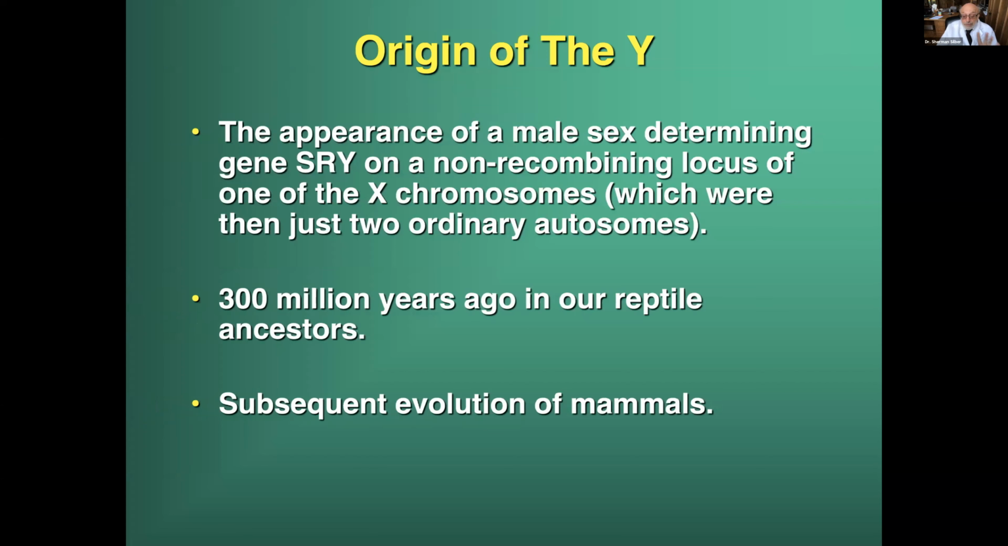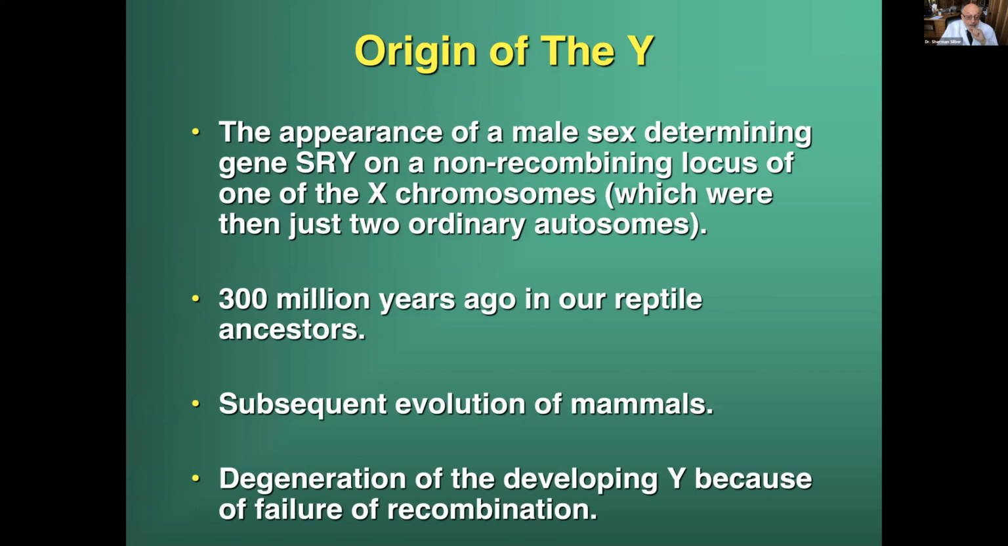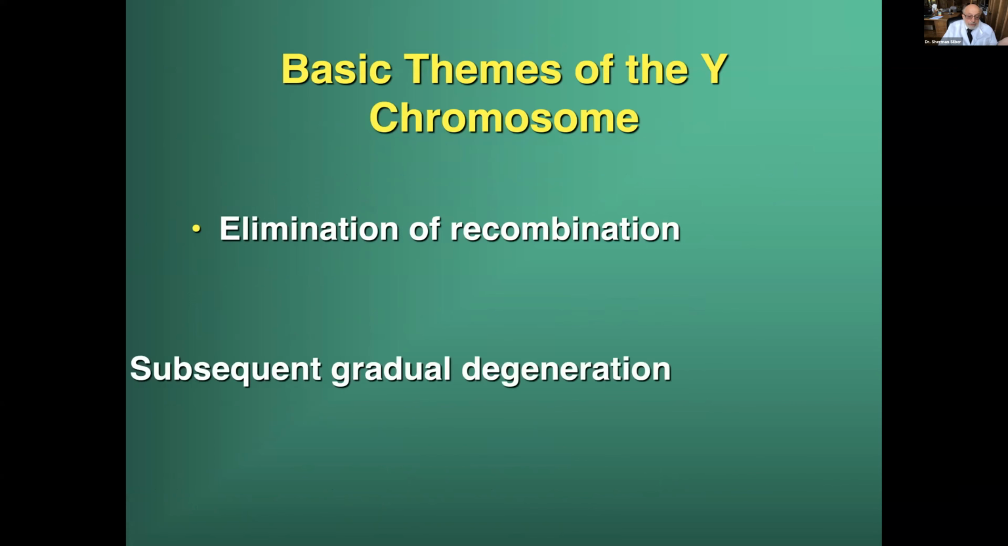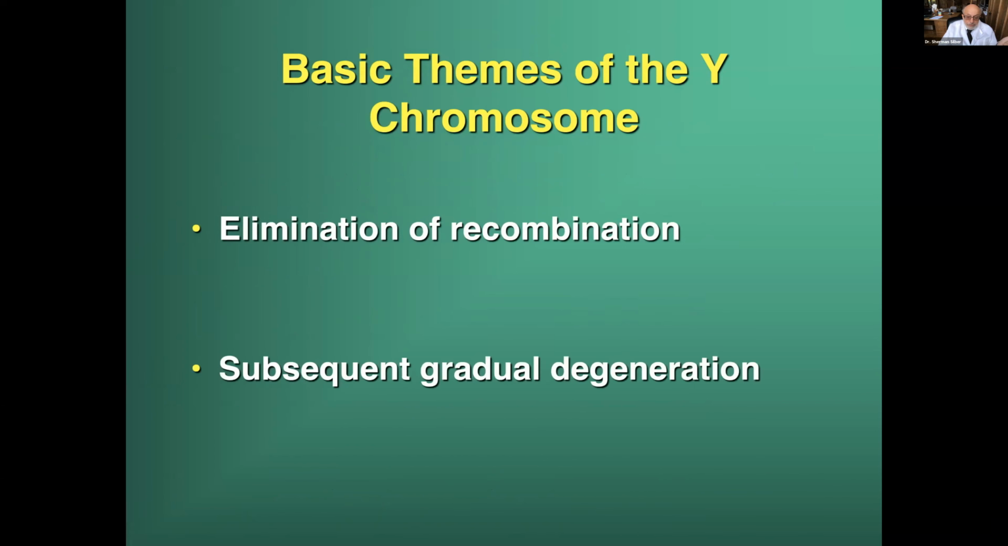Subsequent evolution of mammals occurred after that, and that resulted in a degeneration of the developing Y because of the failure of recombination. Recombination is actually where routine mutations and deletions that always occur can be corrected by the process of homologous recombination. When you no longer have meiosis or recombination, the chromosomes always deteriorate and degenerate.